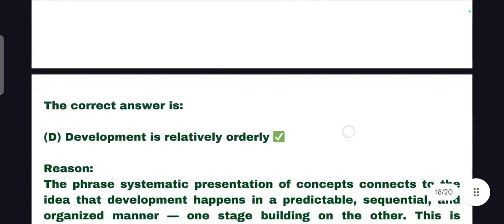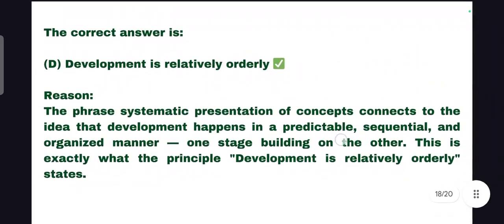Okay, let's see the answer. The correct answer is option D, that is development is relatively orderly. What is the reason? The phrase systematic presentation of concepts connects to the idea that development happens in a predictable, sequential and organized manner. What do we mean by systematic presentation of concepts?